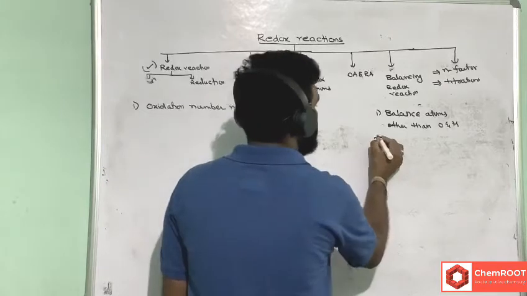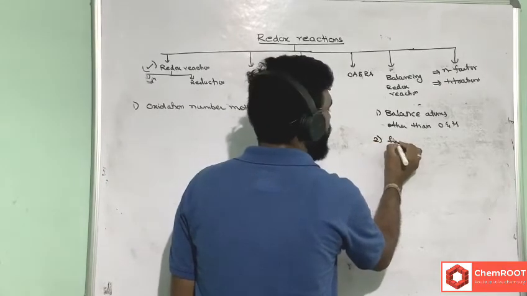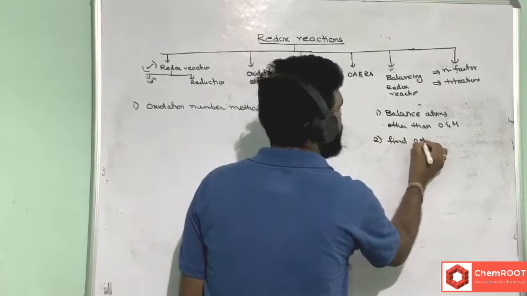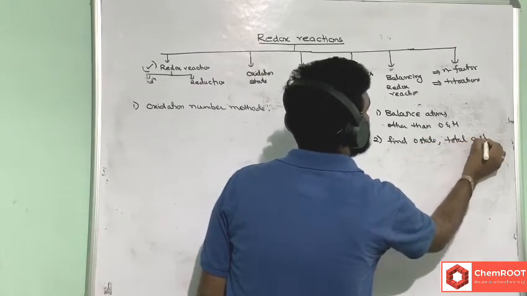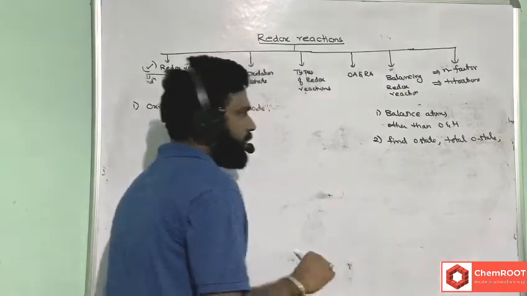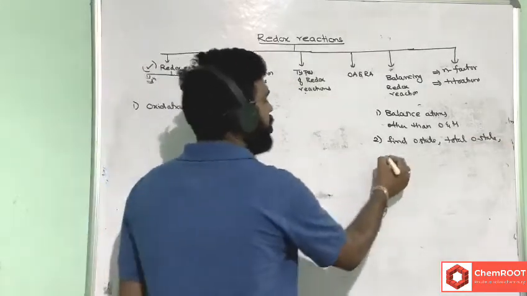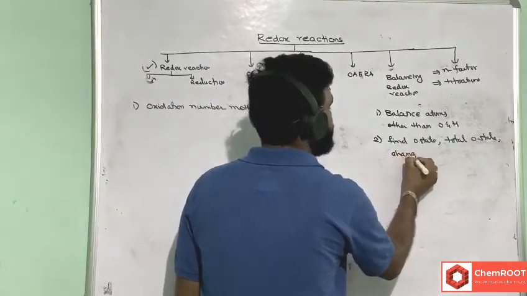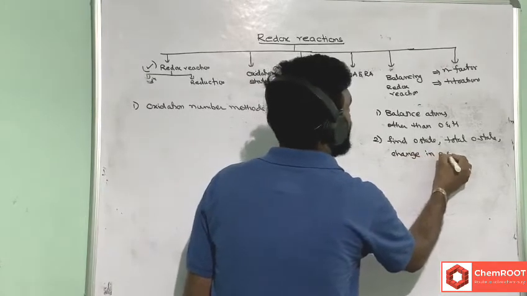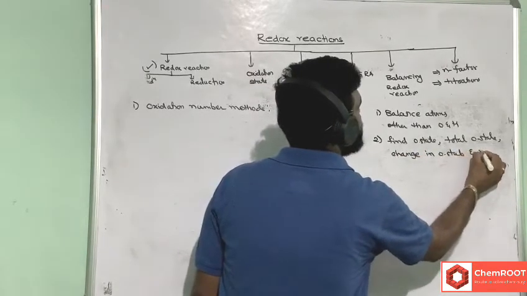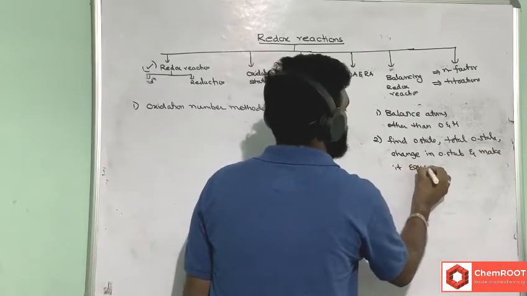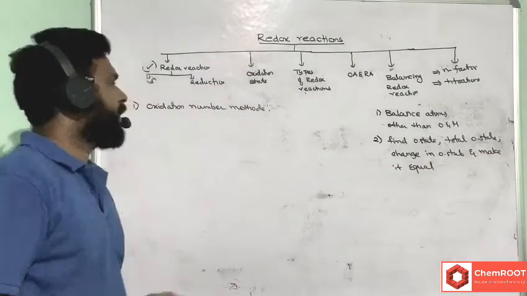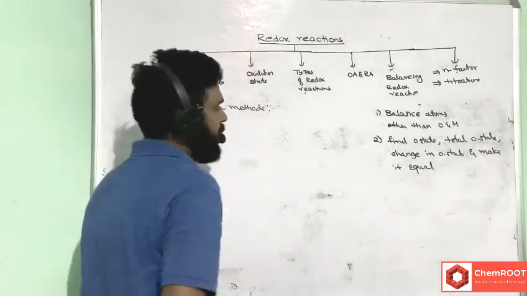And the second one, find oxidation state, total oxidation state, then change in oxidation state, and make it equal. This is the second step. So most of the times you will get the maximum answer here itself.